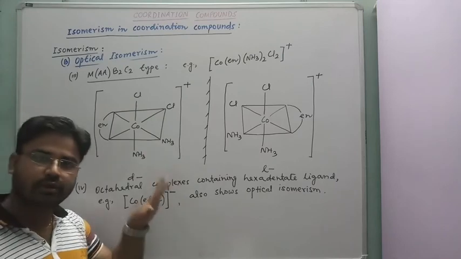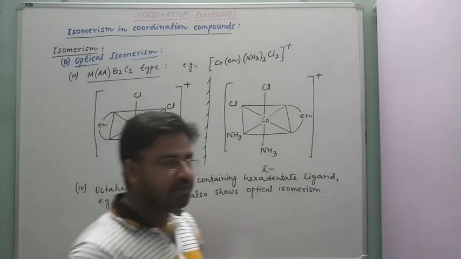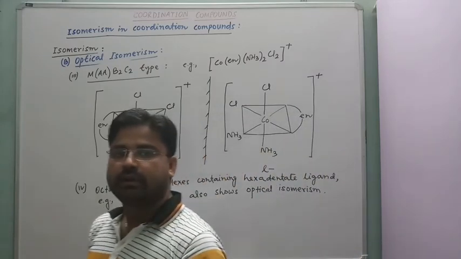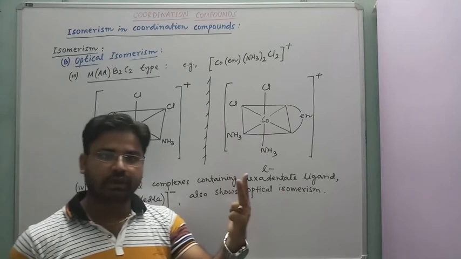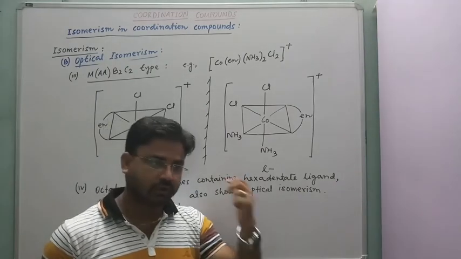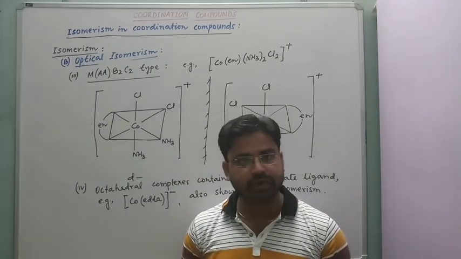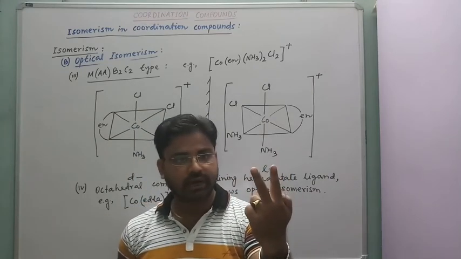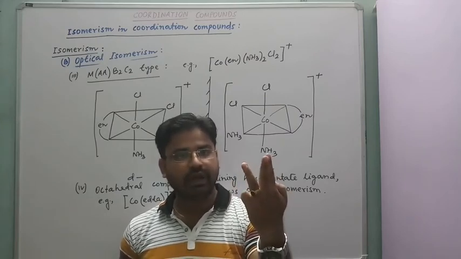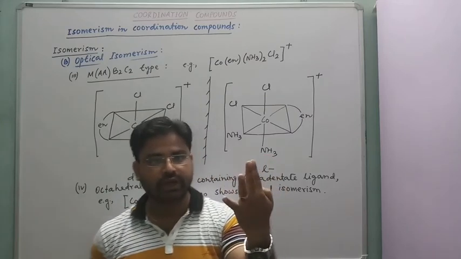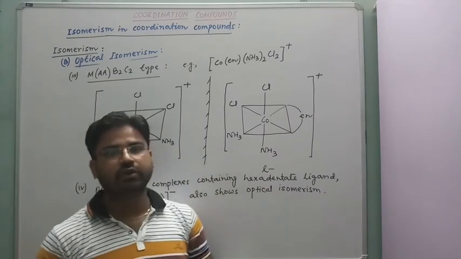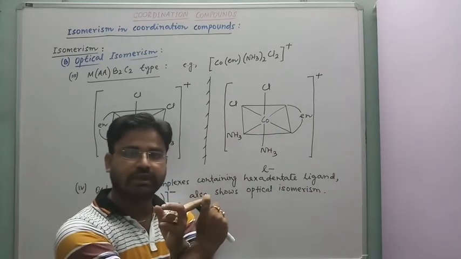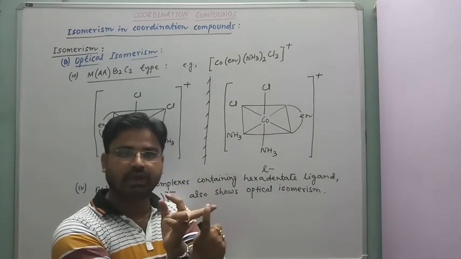So isomerism is complete. In isomerism, coordination compounds show two types of isomerism. One is structural isomerism, another is stereo or space isomerism. The structural isomerism is further classified into 4 types: ionization isomerism, hydrate isomerism, number 3 linkage isomerism, and number 4 coordination isomerism. Then stereo or space isomerism is further classified into 2 types. One is geometrical or cis-trans isomerism, another is optical isomerism.